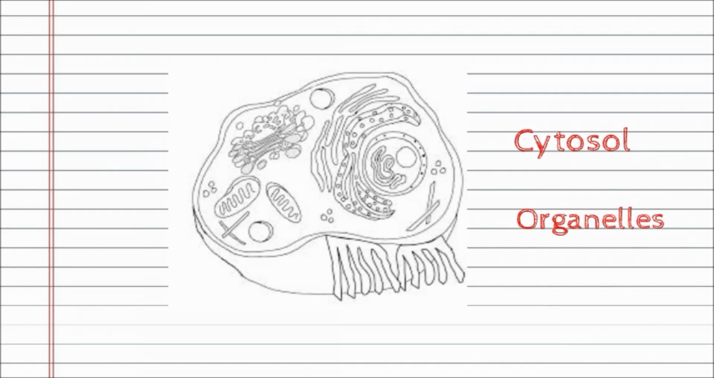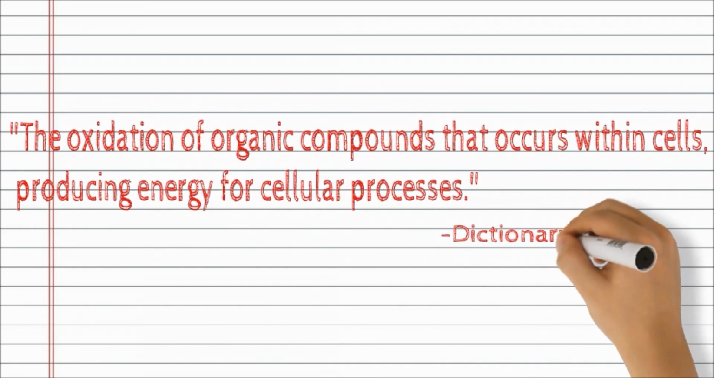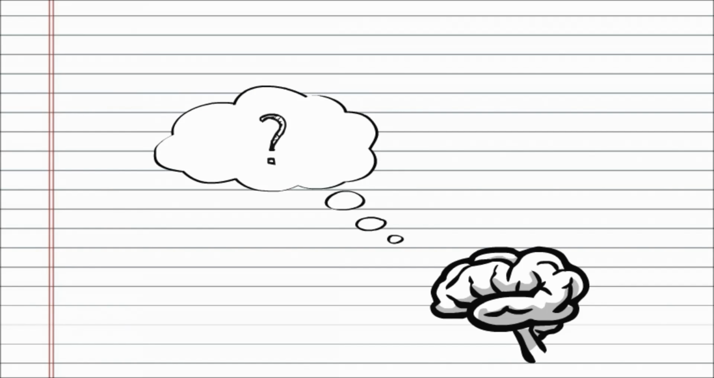Organelles literally translate to small organs. They are like the organs of a cell. So what is cellular respiration? Well, it's the oxidation of organic compounds that occurs within cells producing energy for cellular processes, according to dictionary.com. That definition is confusing as heck, so I'll translate.